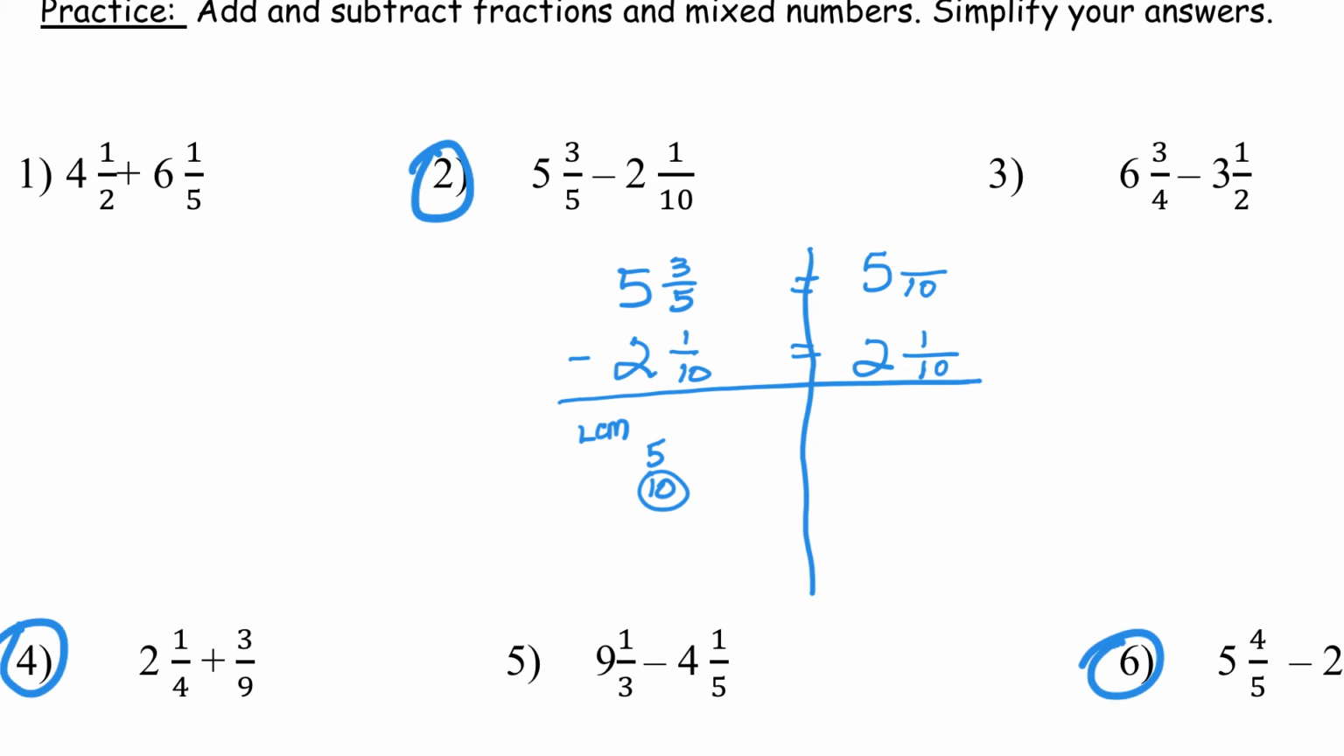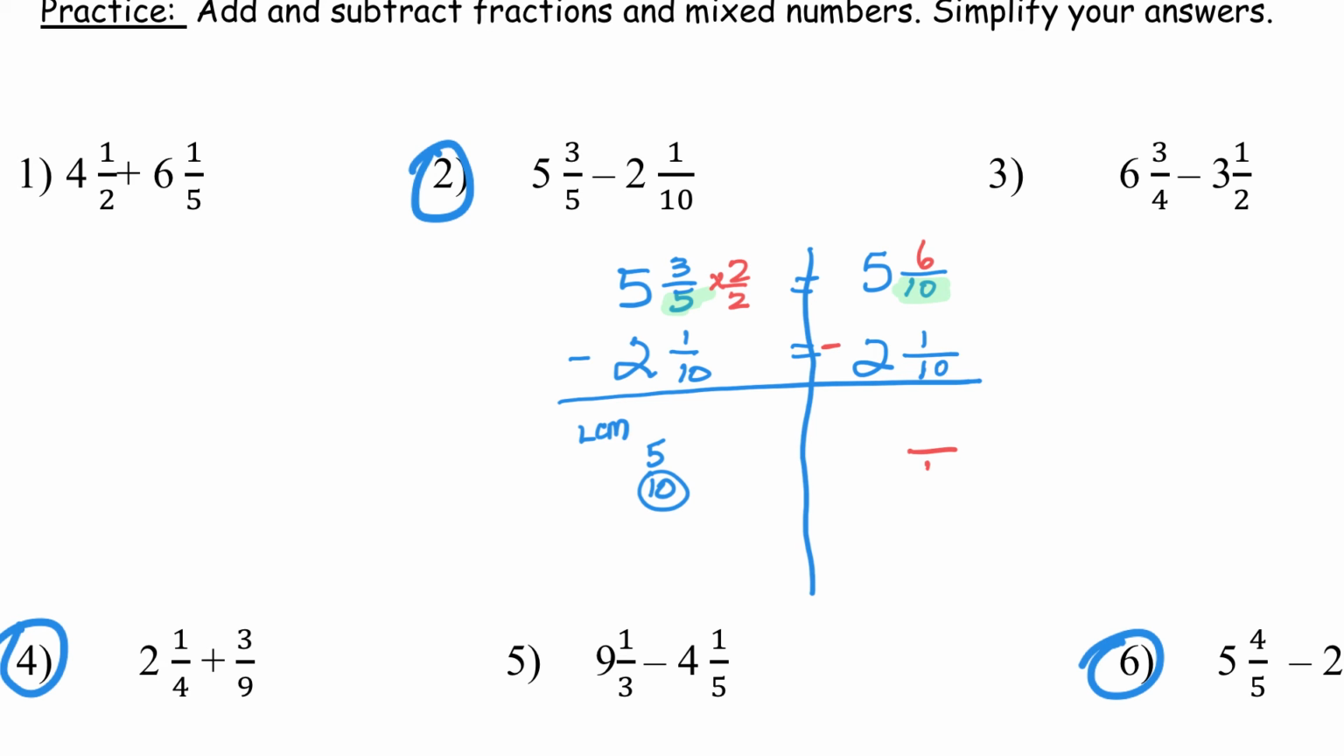And I look at the problem and I say to myself, how many times does 5 go into 10? It goes in 2 times. So I'm simply going to multiply by 2 over 2. 5 times 2 is 10. 3 times 2 is 6. And I'm subtracting, so I have to be really careful. Right off the bat, I was getting ready to add. So we have 5 and 6/10 minus 2 and 1/10.